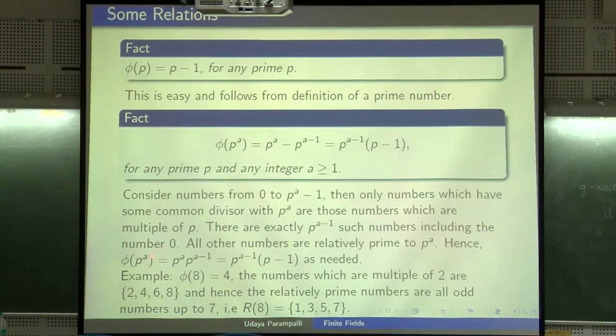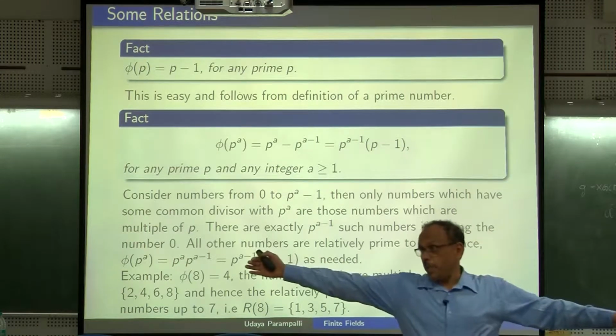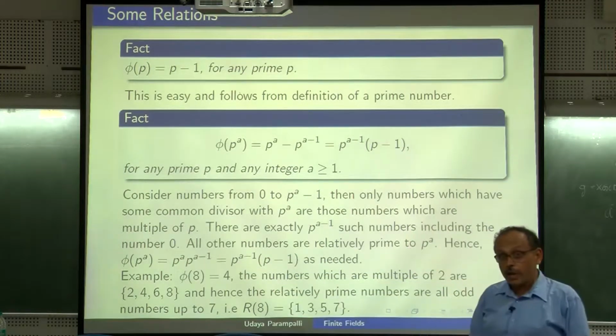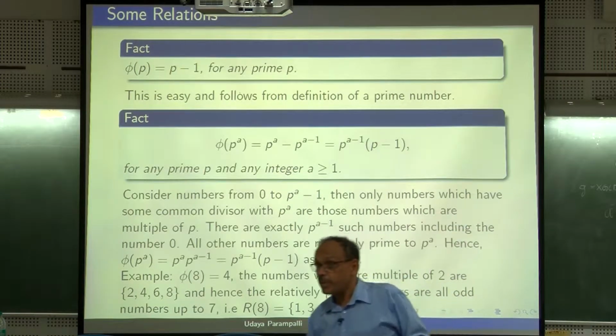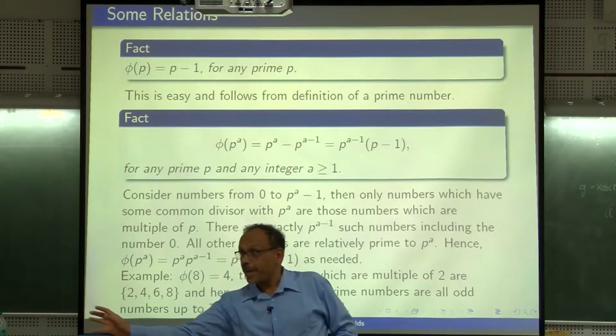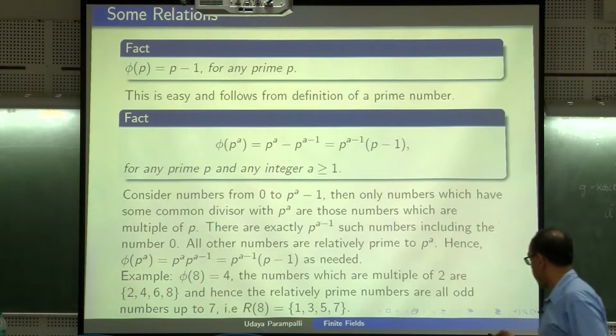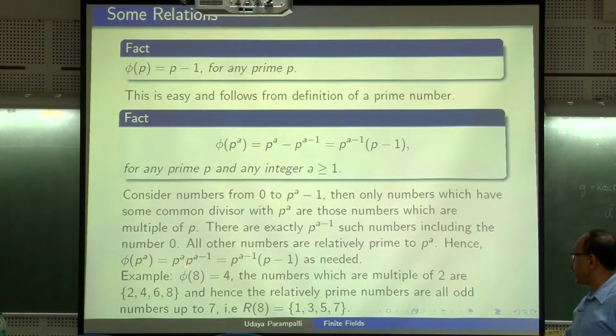Hence, there is a mistake there, do you see? So p power a is the total number of numbers up to p power a, and I am now excluding all the numbers that have something in common with p power a. So that means I should subtract this number here, p power a, you will put a minus there. Then you take p power a minus 1 out, so p power a minus 1. So as needed.